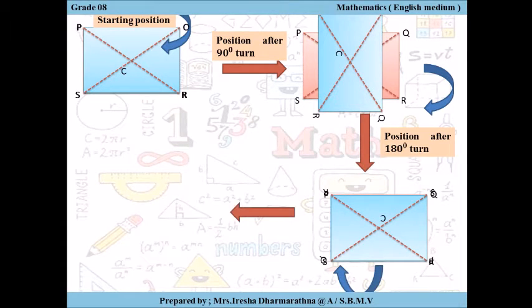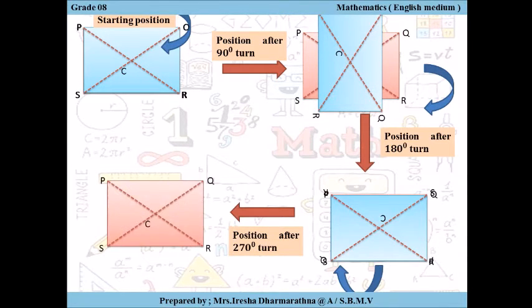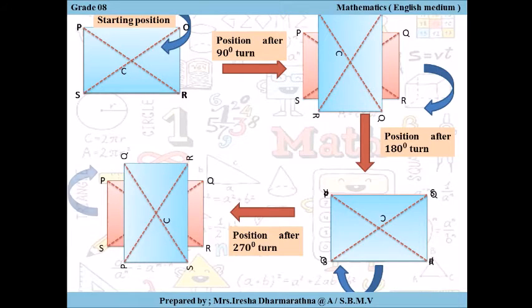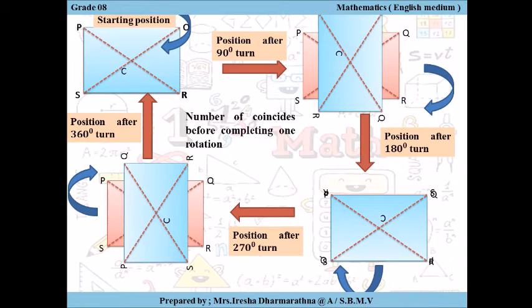Now again rotate it by 90 degrees. Now you can get position after 270 degrees. Then again you can rotate it by 90 degrees in clockwise. Then you can get position after 360 degree turn, the same position you can see like starting point. Now here you saw that number of coincides before completing one rotation is 1.